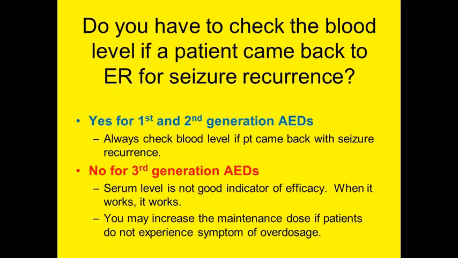Do you have to check the blood level if a patient came back to you with a seizure? Oh yes, of course, for the first and second generation AEDs. Always check the blood level, and make sure it is in the therapeutic range. However, for third generation AEDs, blood level is not mandatory because serum level is not a good indicator of efficacy. When it works, it works. You may increase the maintenance dose if patients do not experience symptoms of overdosage.